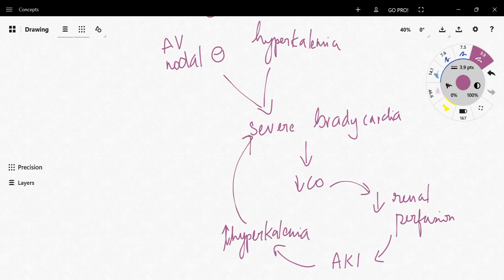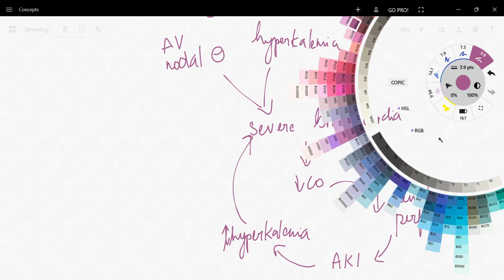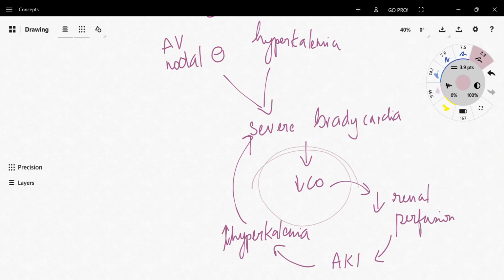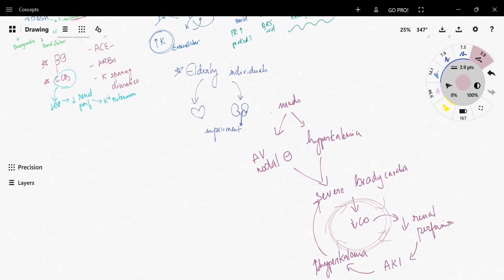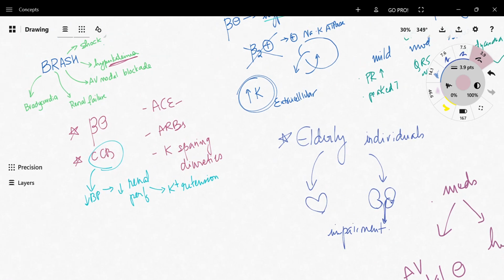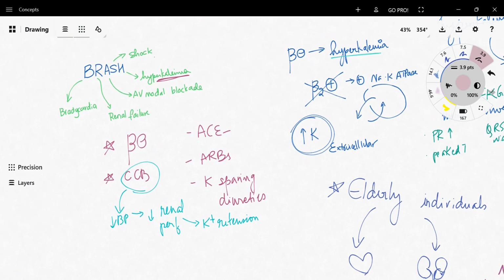So it just becomes this vicious cycle, right, of bradycardia, hyperkalemia, bradycardia again, right? So that for you is BRASH syndrome, which is, like I said, bradycardia, renal failure, AV nodal blockade, hyperkalemia, and shock.